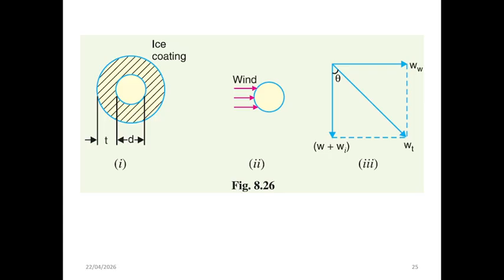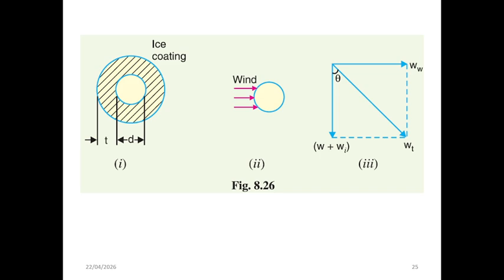In the middle figure, the effect of wind is shown. The wind exerts a horizontal force on the conductor, acting perpendicular to its surface. Unlike weight and ice load, which act vertically, this force introduces a lateral component that must be considered in design calculations. The right hand diagram is particularly important as it shows the vector combination of these forces.